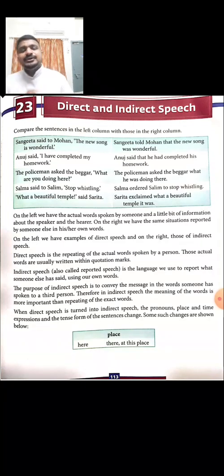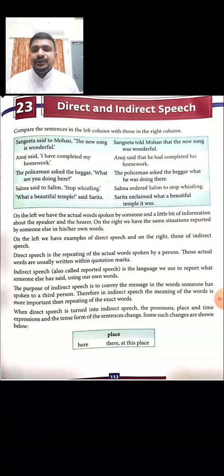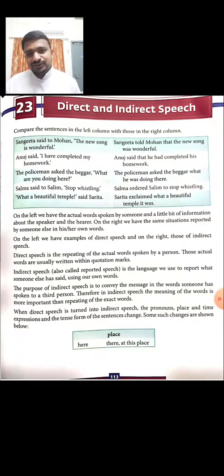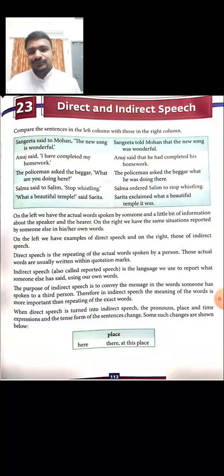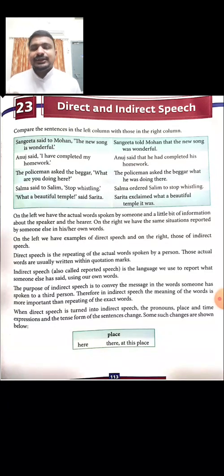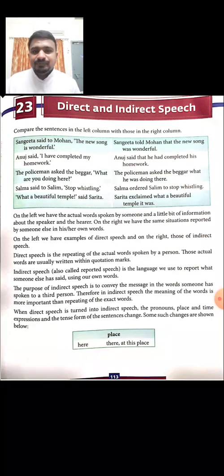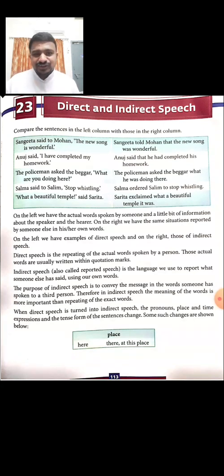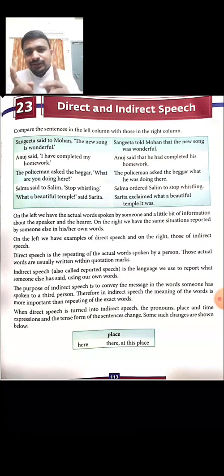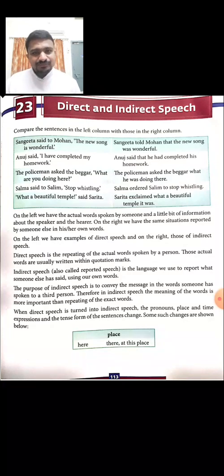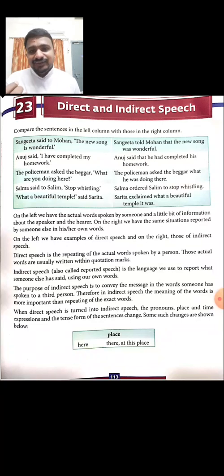So, the definition: direct speech is the repeating of the actual words spoken by a person. Repeating actual words spoken by a person. From this itself, the direct speech is very well understood, I suppose.